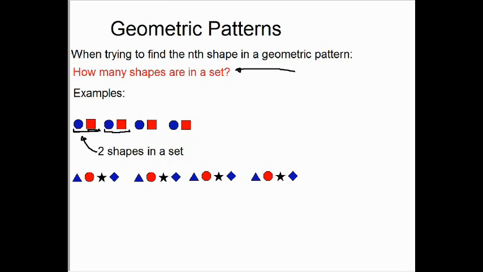In this next example, again we have a geometric pattern, and the pattern is blue triangle, red circle, star, and then blue square, and that set is repeated over and over again. So here you can see we have 4 shapes in each set.